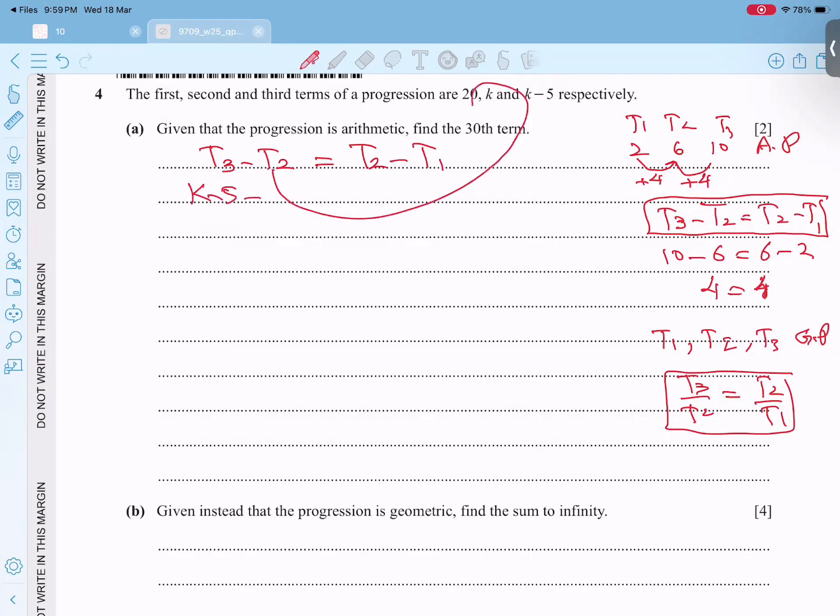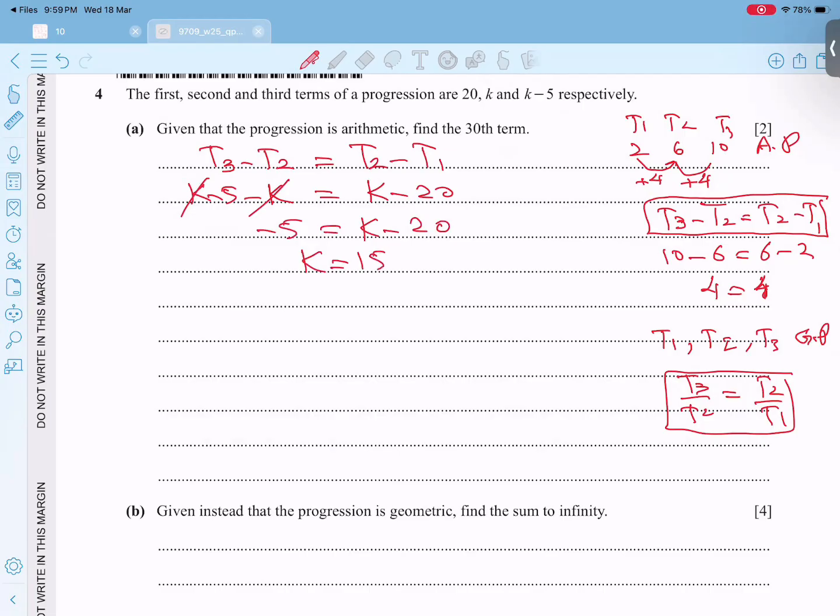Second term is k, and here second term is k, and here 20. K cancels out. We get negative 5 equals k minus 20, and k becomes 15. So I hope this part is clear.